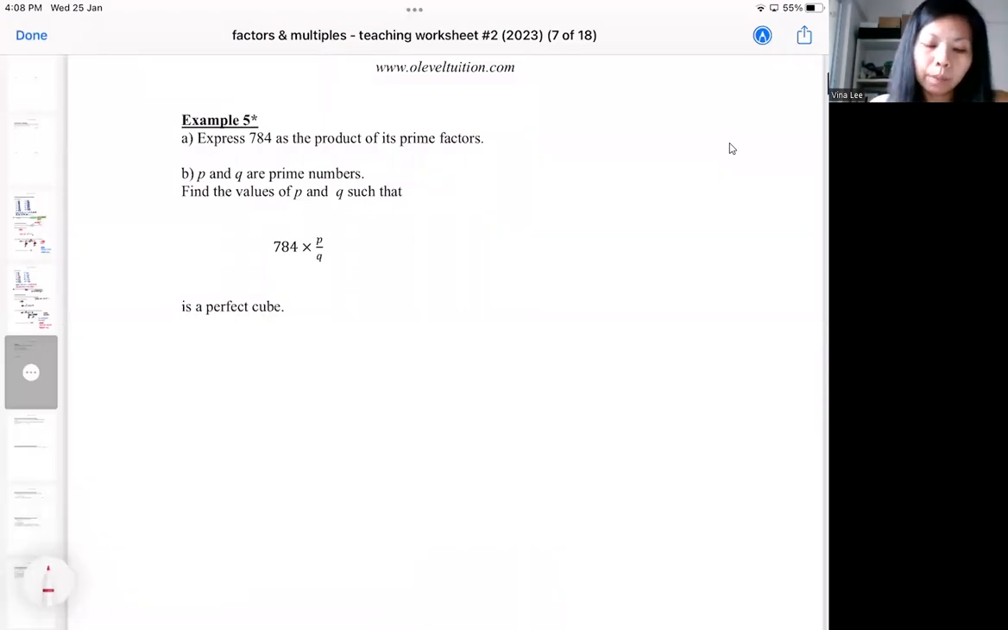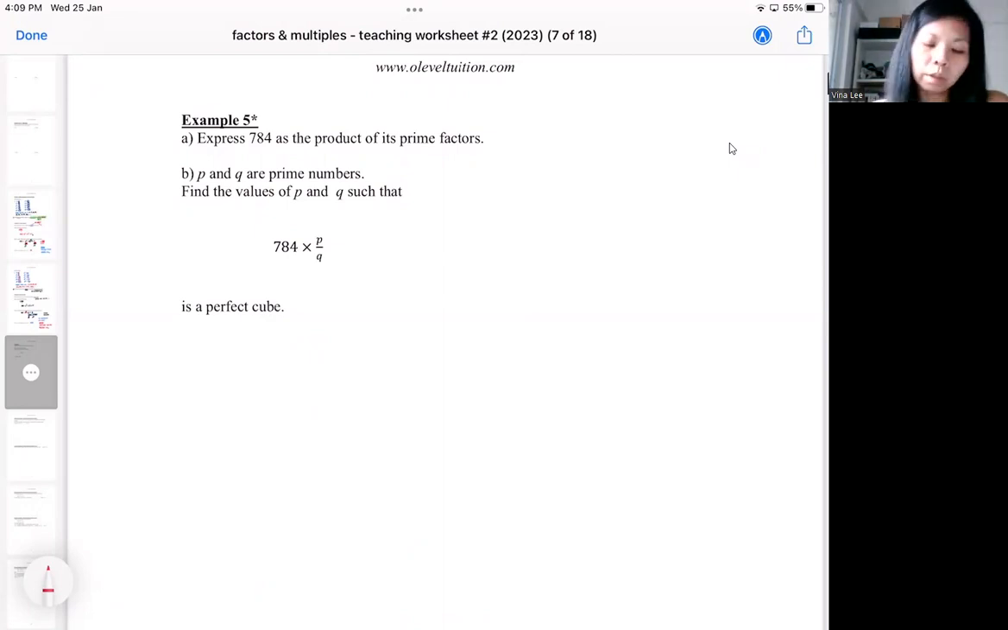Okay. I'm going to discuss this question. It's a question regarding perfect cube, but the same idea can be extended to a perfect square. This is an O-level question, so they phrase it this way. Let's try to explore the question first.